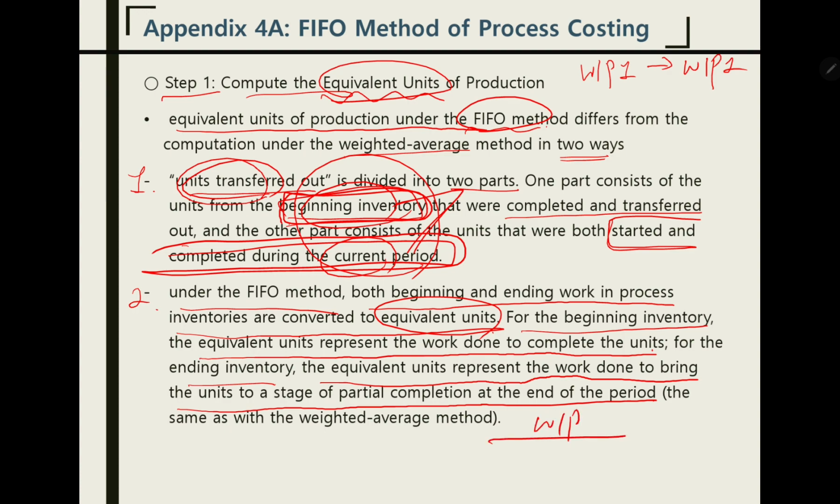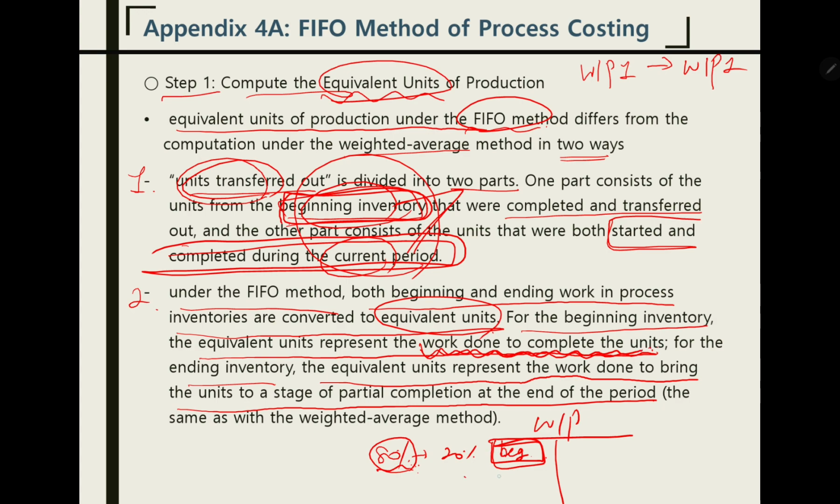So in the work in process account, there was beginning inventory. Let's say that it is only 20% complete. And then this beginning inventory will be completed during this period. How? By putting 80% more cost in, right? So this is the work done to complete the units. This is the work done to complete the units.